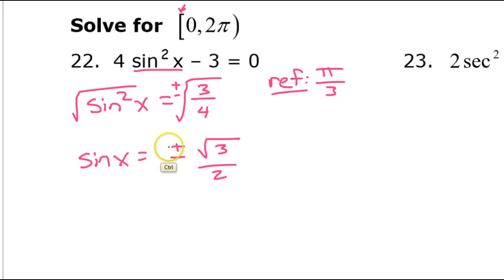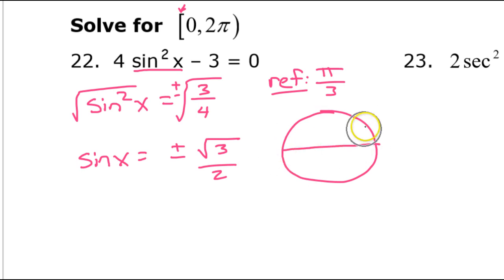But sine is positive in 2 quadrants and negative in 2 quadrants. So we actually want all 4 quadrants. All right, this is a reference angle of pi over 3, and these are the 4 angles that have this as a reference angle. All right, so all 4 of these will give me either positive or negative radical 3 over 2.